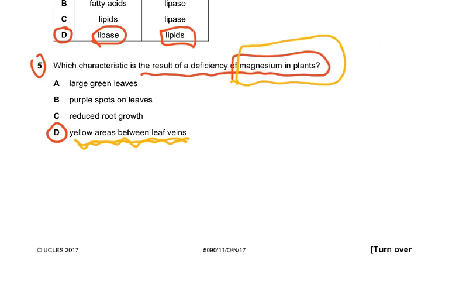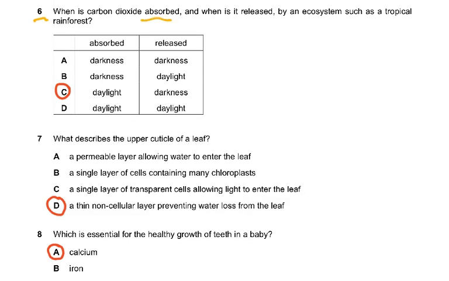Question 6, when is carbon dioxide absorbed and when is it released by an ecosystem such as a tropical rainforest? So it is absorbed during daylight and it is released during darkness. During daylight, of course, there's photosynthesis, so the carbon dioxide is going to be absorbed. And during night, when there's only respiration, then it is going to be released. During the day, the plant is also respiring, but then, of course, photosynthesis is more than respiration.